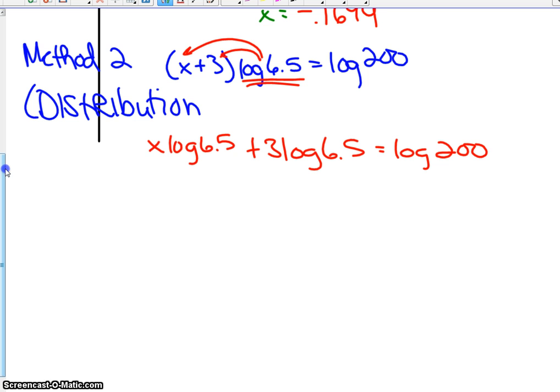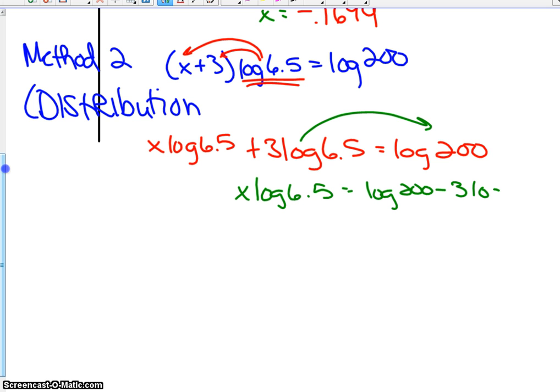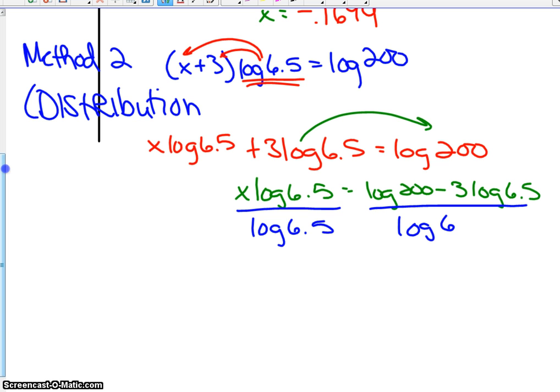Now, one of the pieces I do, just like a regular equation, is try and get my x piece by itself. And so what I'm going to do is throw that over to the other side, which means I'm going to subtract it. Okay. And then to get my x, and here's where I'm saying you're going to probably have to pause to write some of this stuff down, I'm going to divide both sides by log of 6.5.